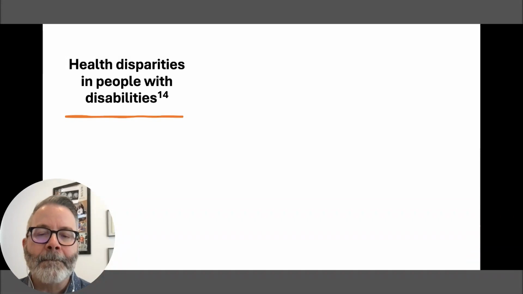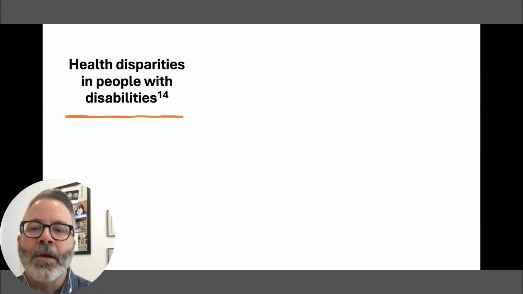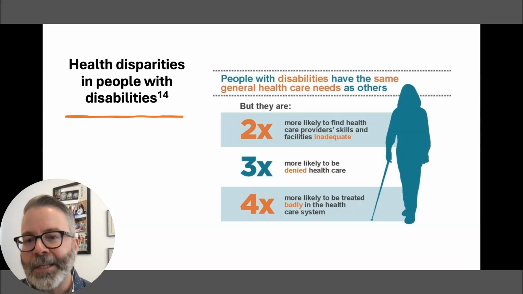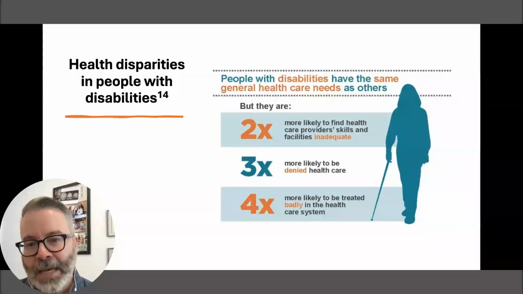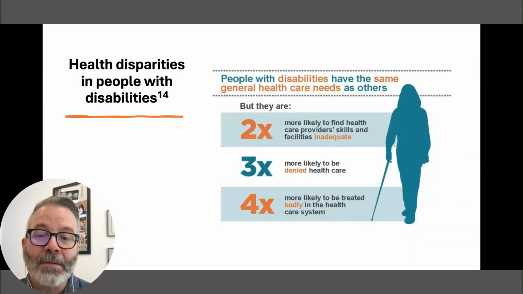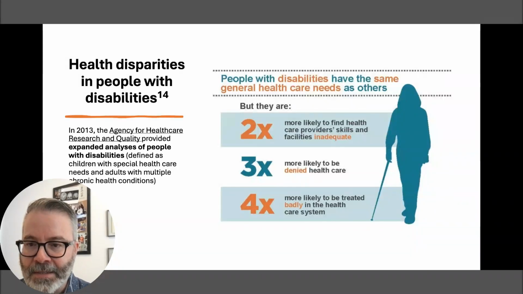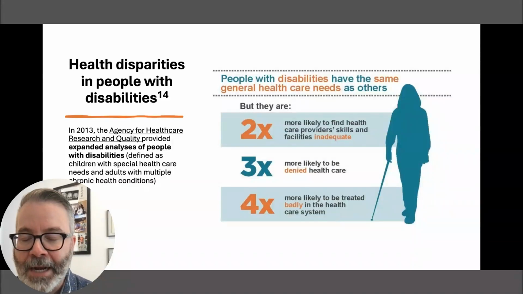This is a much larger issue and challenge when it comes to people with disabilities. They are twice as likely to find healthcare provider skills that were inadequate for what they needed, three times more likely to be denied healthcare access, and four times more likely to be treated badly in the healthcare system. And this is particularly problematic.